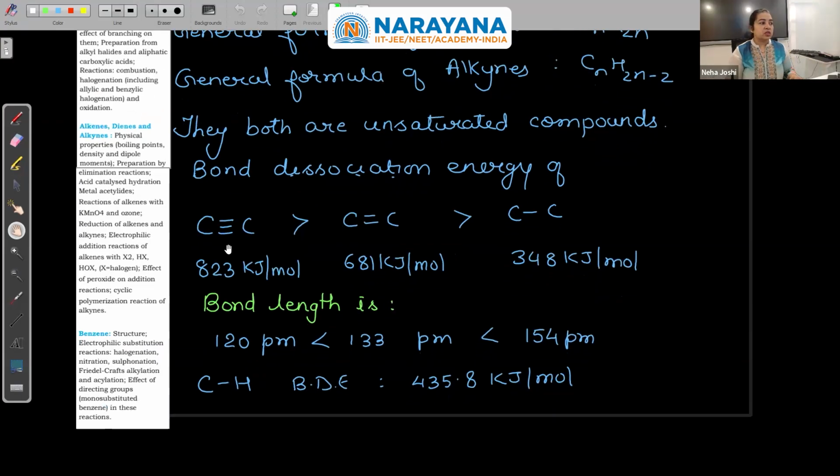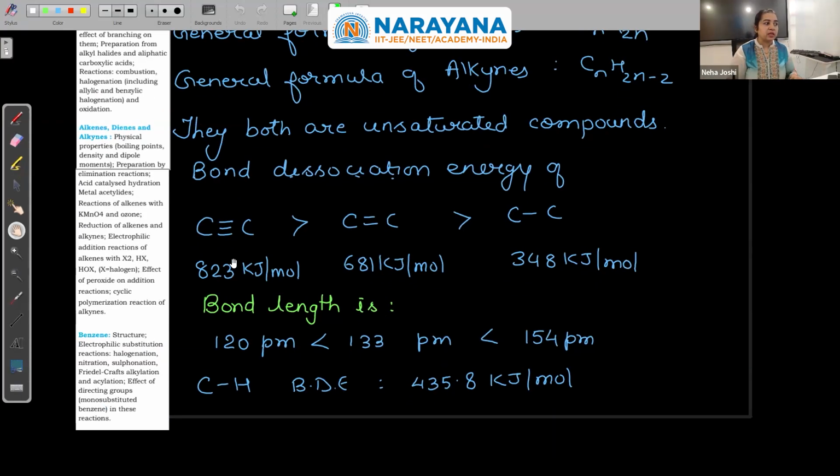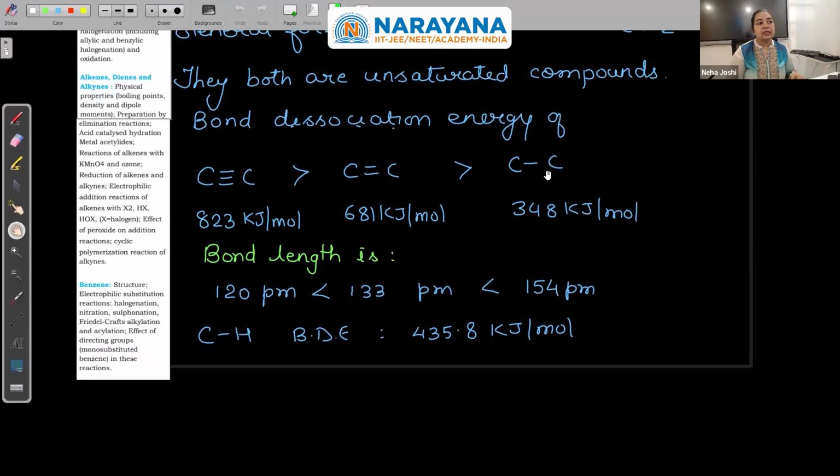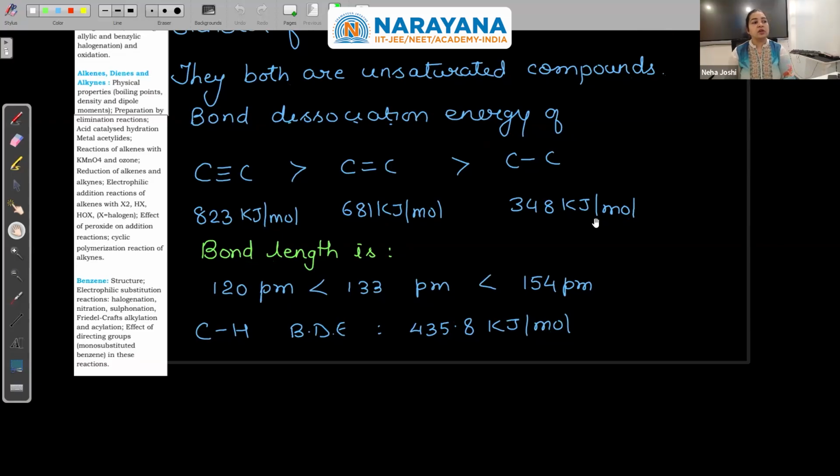Bond dissociation energy of C triple bond C is 823 kilojoules per mole. C double bond C is 681. And C single bond C is 348 kilojoules per mole. Right? So 348 to 681 to 823. Total bond dissociation energy of all the three bonds in the case of alkynes is highest. Then comes the double bond. Then comes the single bond.